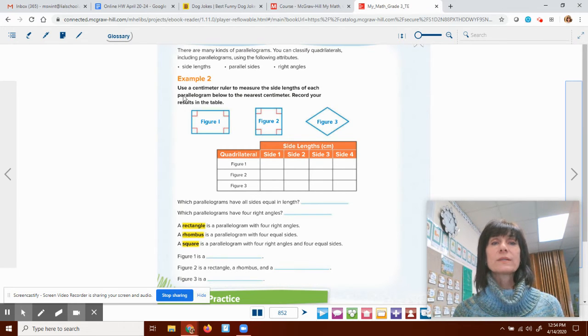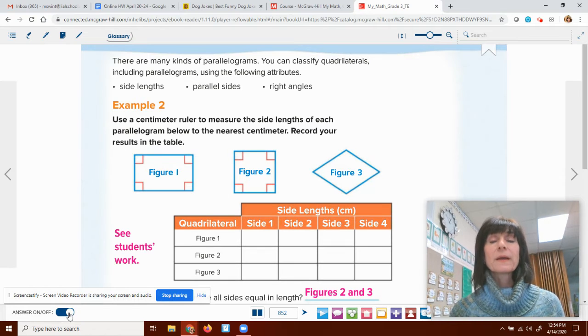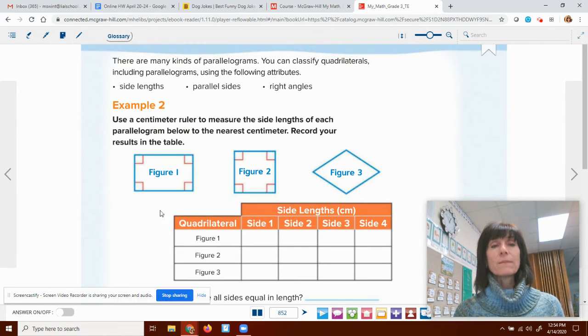So for example 2, it says using a centimeter ruler to measure the side lengths of each parallelogram below to the nearest centimeter. Record your results in this table. So what I'm going to do is make this a little bit larger, and we're going to cheat a little. We're going to go ahead and measure using your centimeters, and they're not even going to give you the measurements. But if you looked at figure 1, what would be your measurements for side 1, side 2, side 3, and side 4?